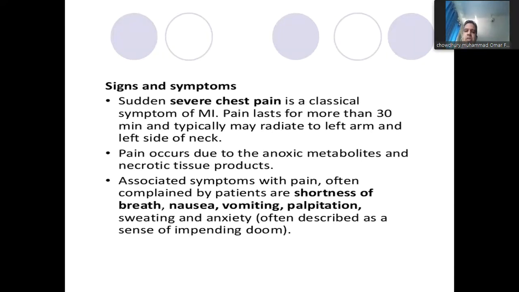Signs and symptoms. Sudden severe chest pain is a classical symptom of myocardial infarction, and the pain lasts for more than 30 minutes and typically may radiate to the left arm and left side of the neck. Pain occurs due to the anoxic metabolites and necrotic tissue products, and associated symptoms often complained of by patients are shortness of breath, nausea, vomiting, palpitation, sweating, and anxiety, often described as a sense of impending doom.